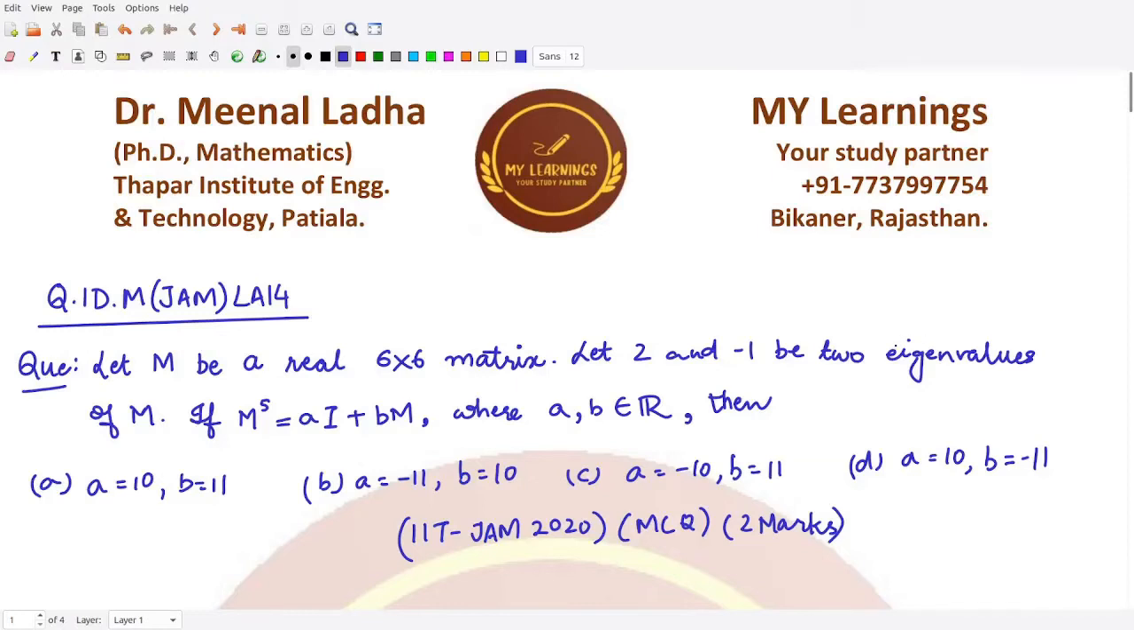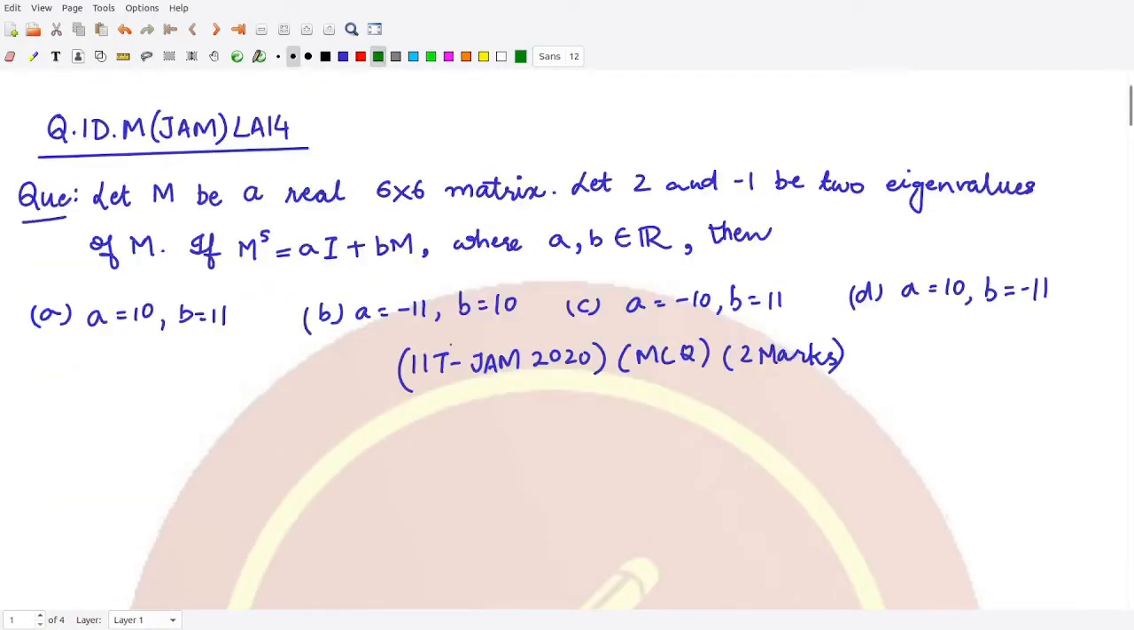In this video, we'll be solving another question from the paper IIT-JAM 2020. This is a 2-mark multiple choice question. Here in this question, they are saying that M is some real 6 cross 6 matrix, a matrix that is not known to us directly, but the order is known to us, that is 6 cross 6, and 2 eigenvalues are given to us. Let 2 and -1 be 2 eigenvalues of this matrix. So 2 among the 6 eigenvalues are given to us.